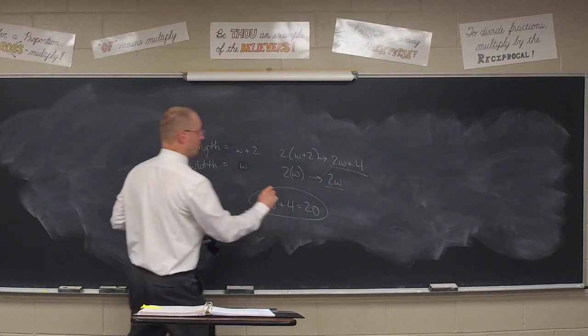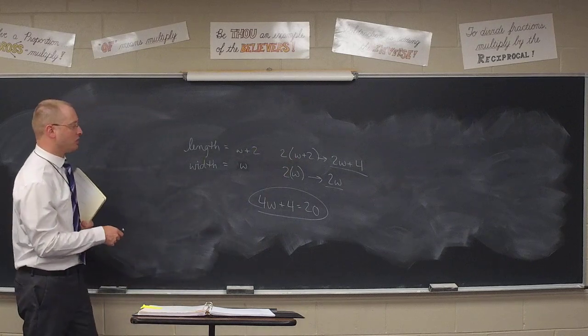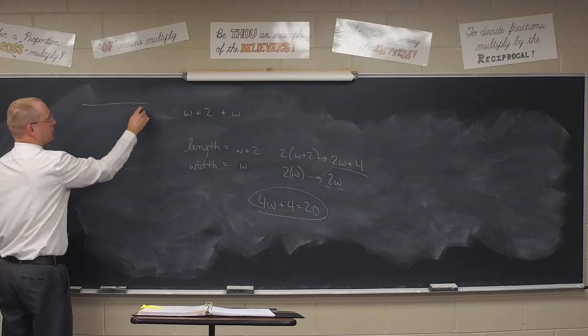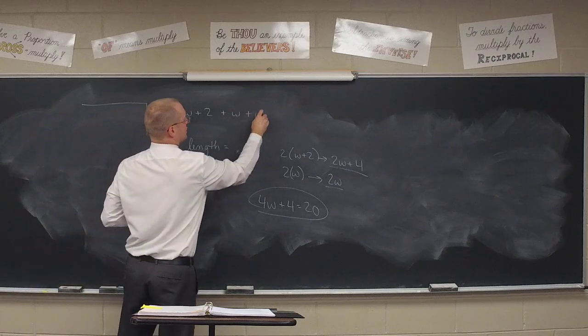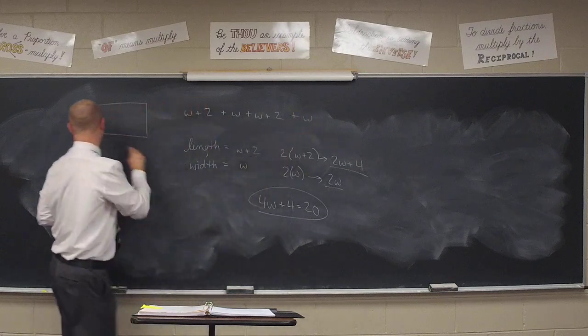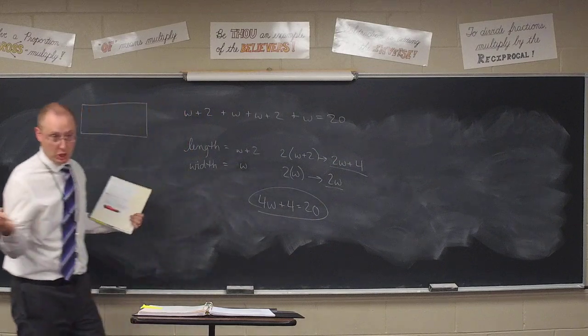Now, to be fair, if you're like, what is all this multiplying stuff? That's confusing, okay? Then say a length plus a width. So there's a length plus a width plus a length plus a width equals 20. You could do that, right?